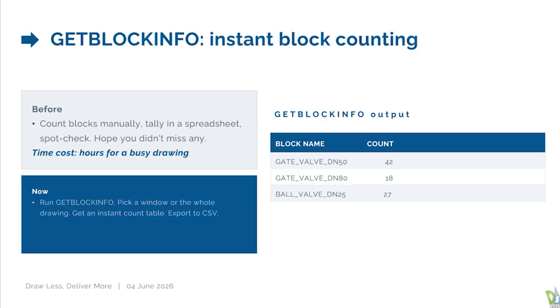Get Block Info. This is instant block counting. Before, one would normally count blocks manually, tally them in a spreadsheet, spot check, and hope you didn't miss anything. With Get Block Info, you can just right-click on a block. Let's say in this case the chair. Now there are 1,000 chairs across the call center floor. You right-click on there, say Get Block Info, and it will pull through all the information of that block. It will tell you the block name and exactly how many chairs, in this case, or blocks of the same type are on your drawing sheet. It makes it much easier when you are exporting to Excel for a bill of materials.